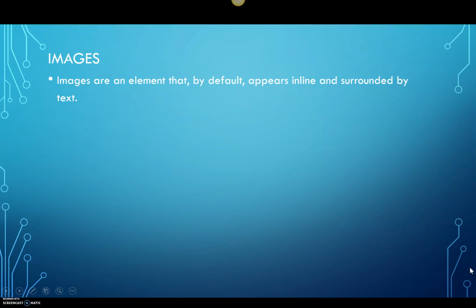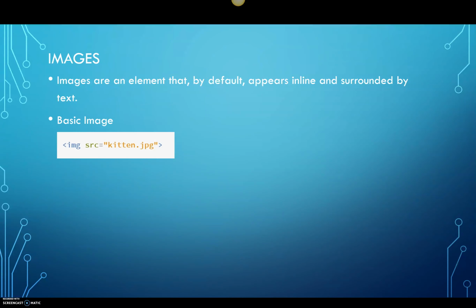Now images. Images are an element that by default appear inline and surrounded by text. So this means that you have to be a little careful where you place your image. If you have text around it, then the text will display, you'll have your nice big image, and then the text will continue after it. So you need to be careful about where you put it or use a style sheet.